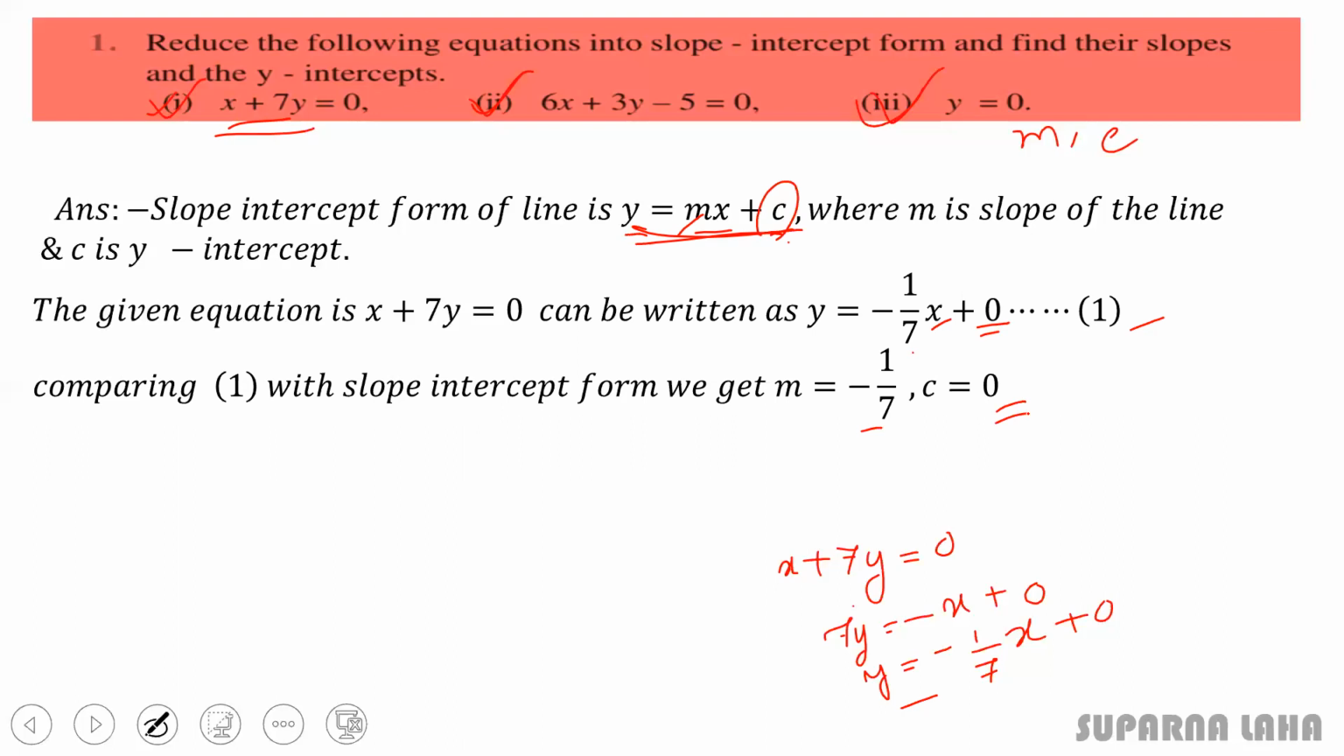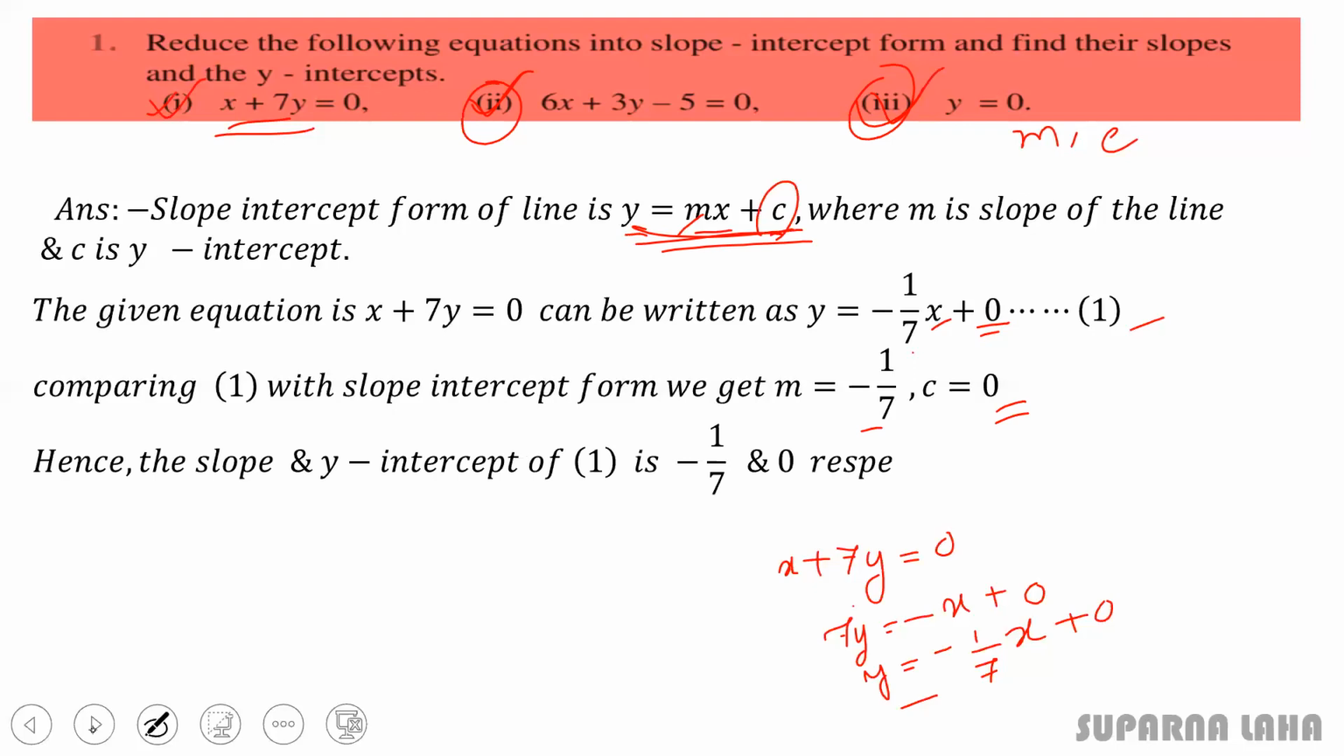I hope you can solve numbers 2 and 3 also in a similar manner. Just represent the equation in this form, y equals mx plus c, and then write down what m is and what c is. Clear? So moving to the next one.